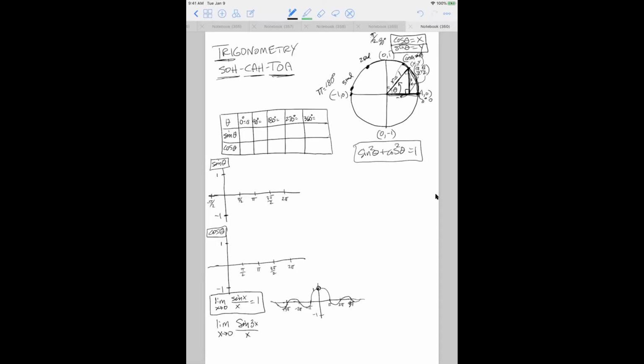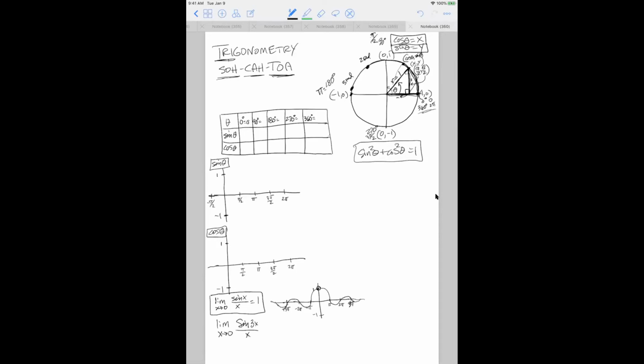Now, if you add another 90, 270 degrees, notice that that's adding another pi over 2. So that's pi over 2, 2 pi over 2. We've got 3 pi over 2 down here. And then we've got 4 pi over 2, which is 2 pi. So 360 degrees is 2 pi radians. All right? So I want to make sure that's clear.